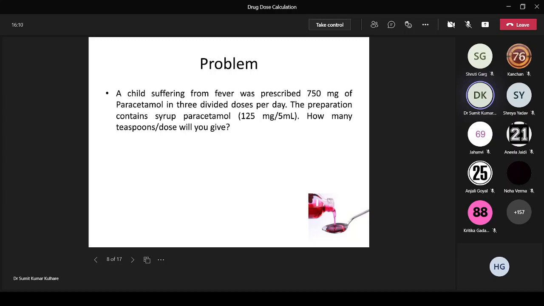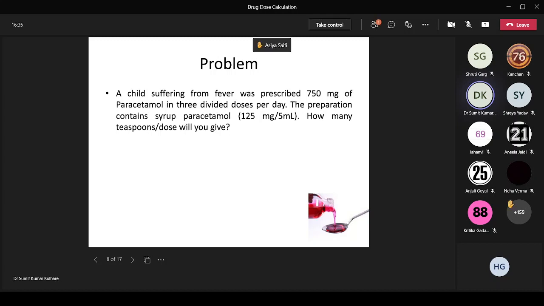So, 750 milligrams, I will give you a hint. 750 milligrams is to be administered in 3 divided doses. So a single dose will be, divide by 3, 250. That would be the single dose. So the doctor wants to administer 250 milligrams. So 250 milligrams will be the doctor's order.